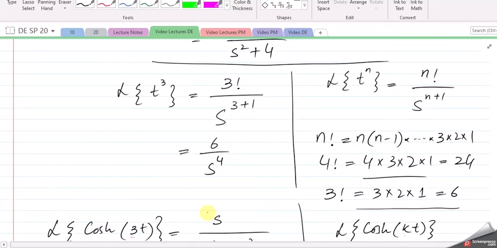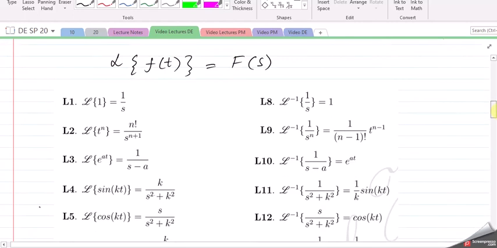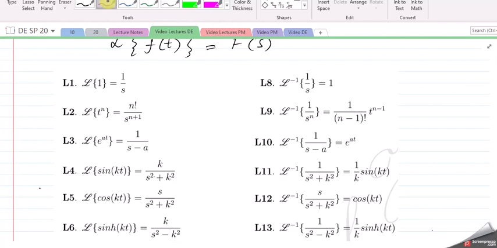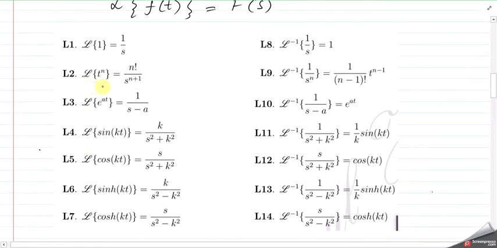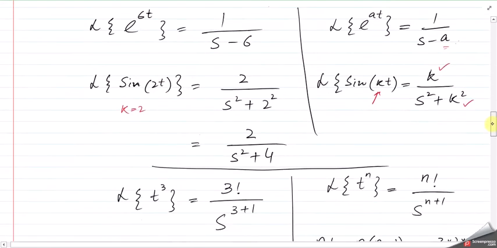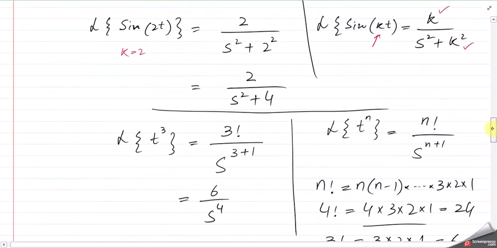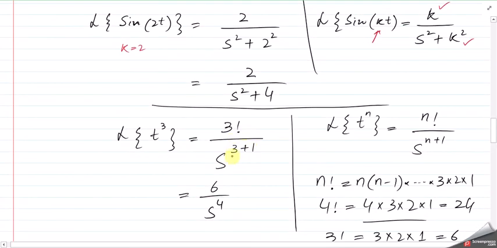Let's see one more example from our second formula that involves factorial. This one here. Laplace of t power n equals n factorial over s power n plus 1. So if we have Laplace of t cube, 3 factorial over. So n is 3. Our formula is t power n, n factorial over s power n plus 1.